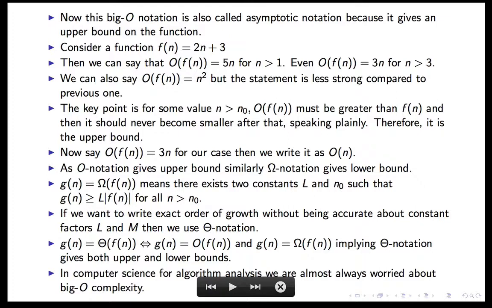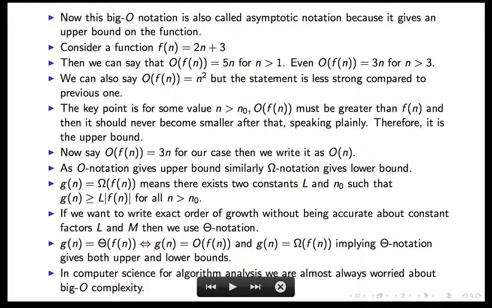Now, this is a stronger statement compared to 5n. We can also say that if big O of f(n) is n square, then it is also an upper bound on 2n plus 3, but then the statement is less strong. The upper bound will be far off from 2n plus 3.